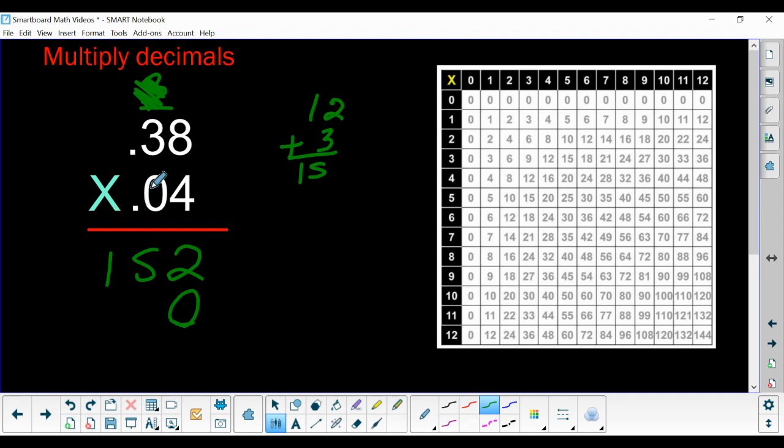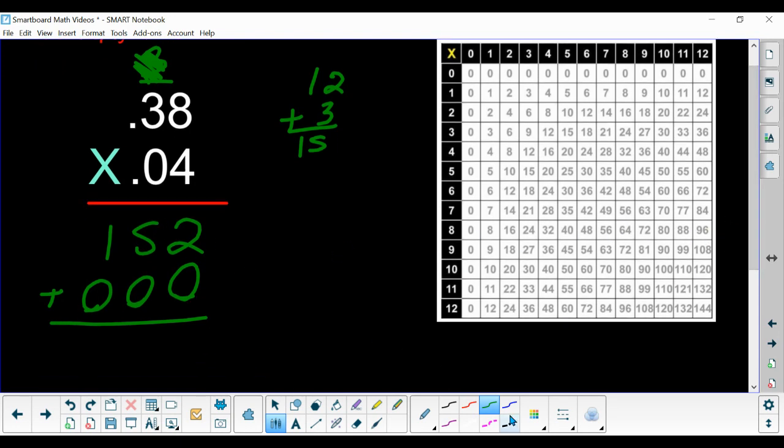And now let's take care of the easy part. 0 times 8, of course, is 0. 0 times 3, of course, is 0. And we add it up. 2 plus 0 is 2. 5 plus 0 is 5. 1 plus 0 is 1.